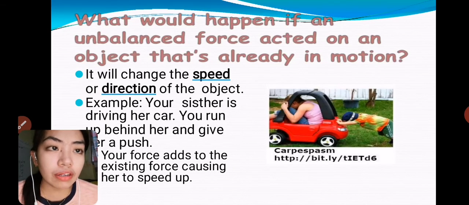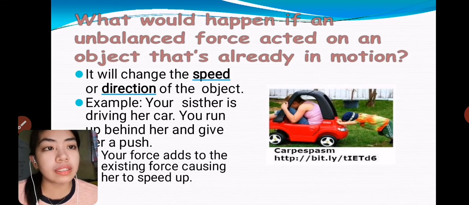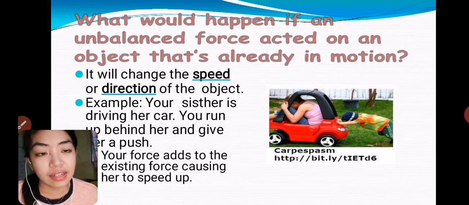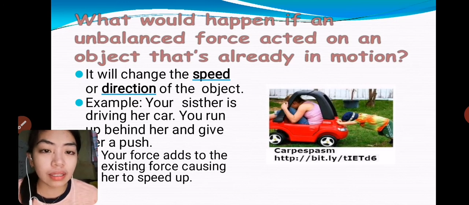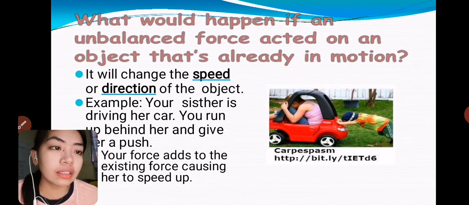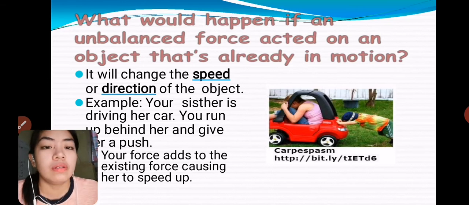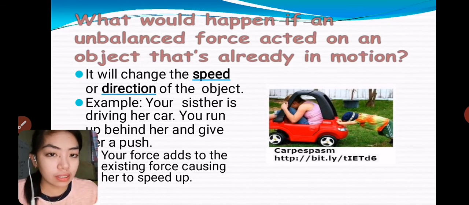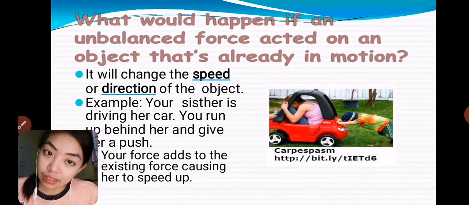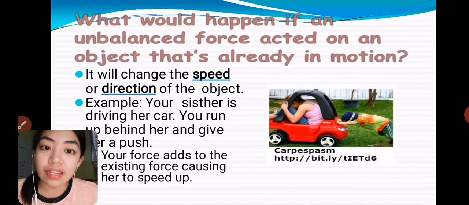Next, what would happen if an unbalanced force acted on an object that is already in motion? This happens kapag meron tayong mga road accidents. Kunyari, tuloy-tuloy na umaandar yung isang vehicle, for example, yung baby bus. Tuloy-tuloy siyang umaandar and then, bigla siyang na-hit by a jeepney. Umaandar din yung jeepney, bigla silang nagkabanggaan. So, what will happen? The thing that will possibly happen next is they will change in direction.